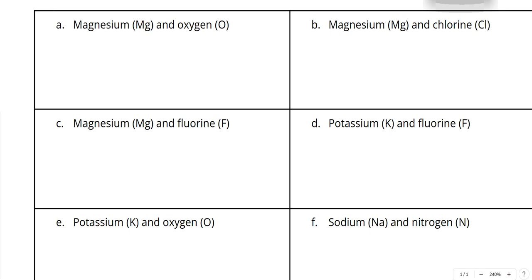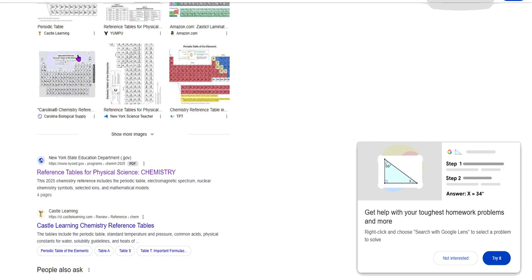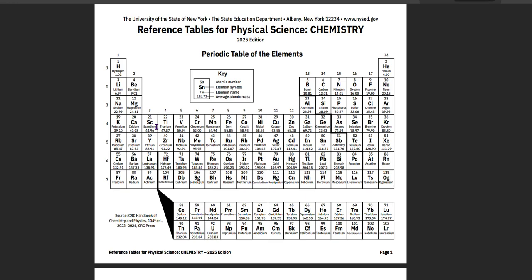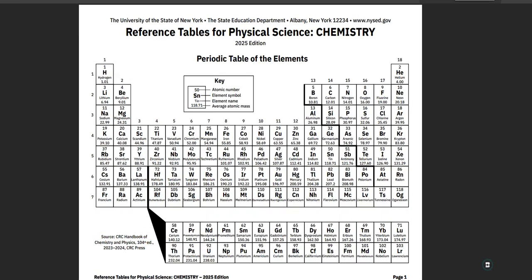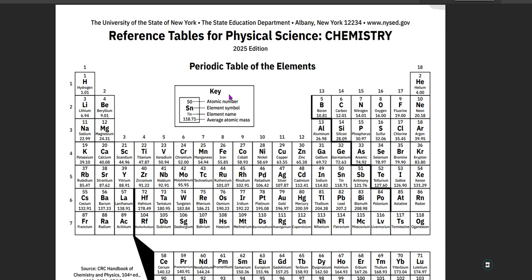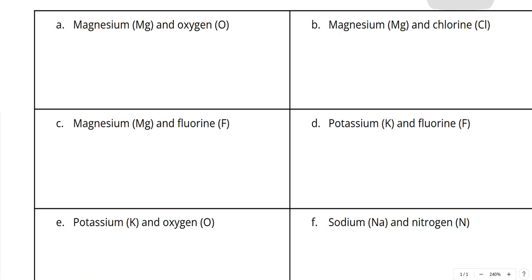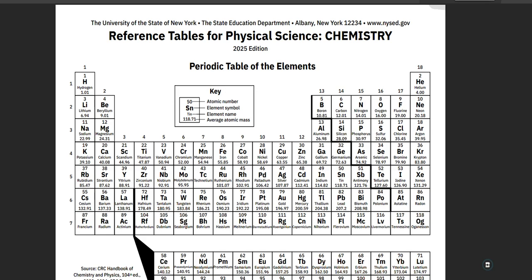So we're going to start by looking over this first question. The first thing we absolutely need to have access to is our reference tables. All right, and you want to look at this copy of the reference tables. That's the important thing. All right, so we're going to come back to this. So the first thing we need to find out is what's the charge of each of these. All right, the way we're going to find that out is by using the valence electrons.